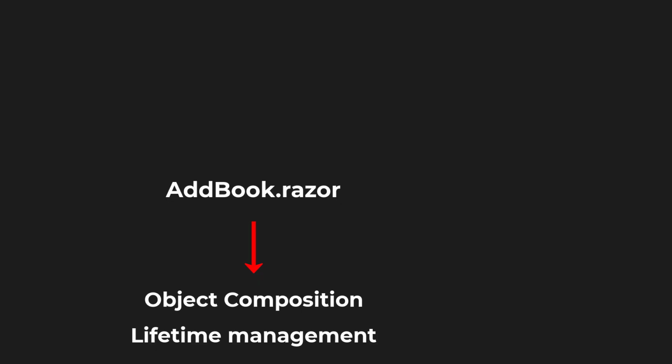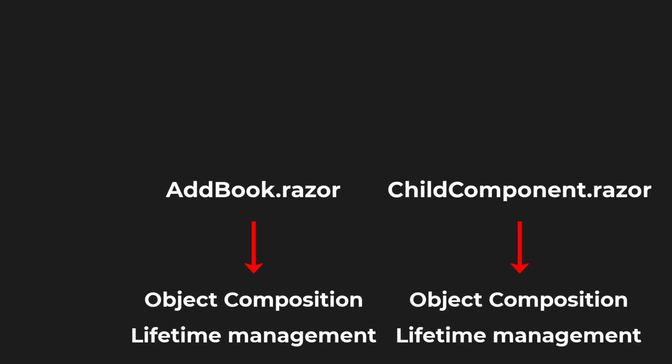So what have we got so far? The AddBook component is responsible for creating instances of its dependencies, which is object composition, and also controls their lifetime. The same is true for ChildComponent. It is also responsible for object composition and controlling the lifetime of its dependencies.